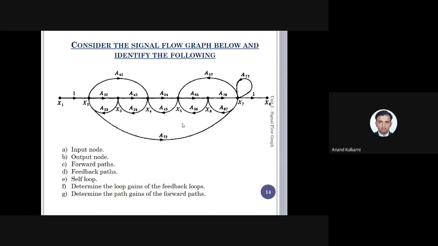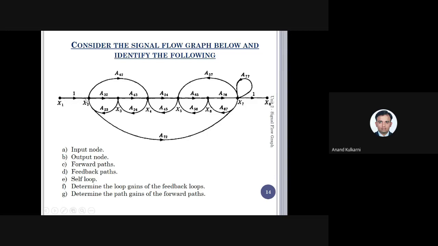Here, one important thing: whenever you are taking down the signal flow graph, don't make any mistake with respect to the direction of the signal. Just for your benefit, consider x1, x2, x3, x4, x5, x6, and x7. You need not write the x; you can directly write 1, 2, 3, 4 for simplification. Write this as node 1, this as node 2, node 3, node 4, node 5, 6, 7, and 8. You need not write that x, so that much can be saved.